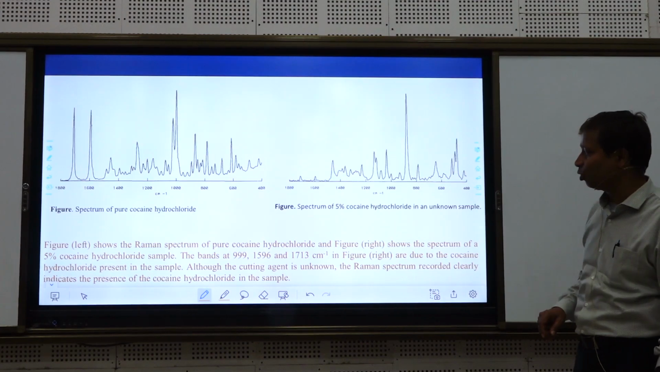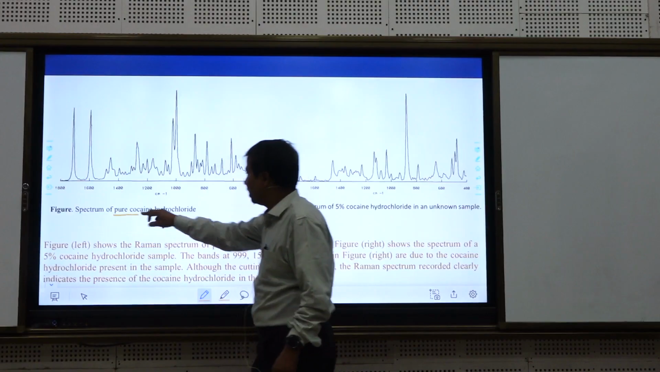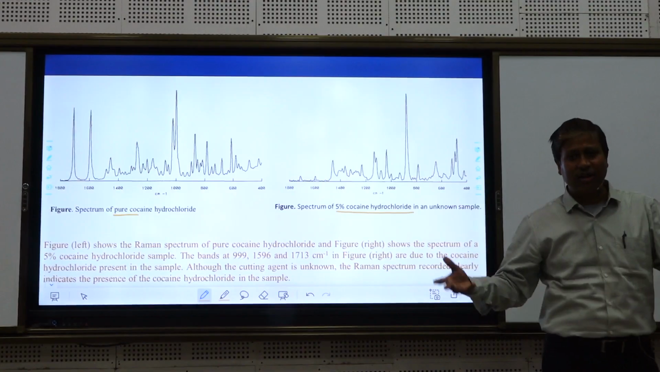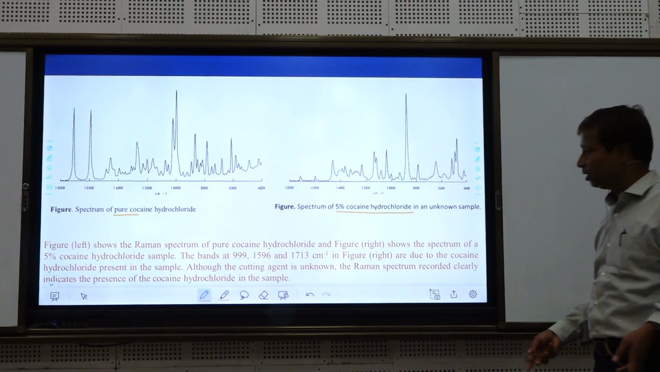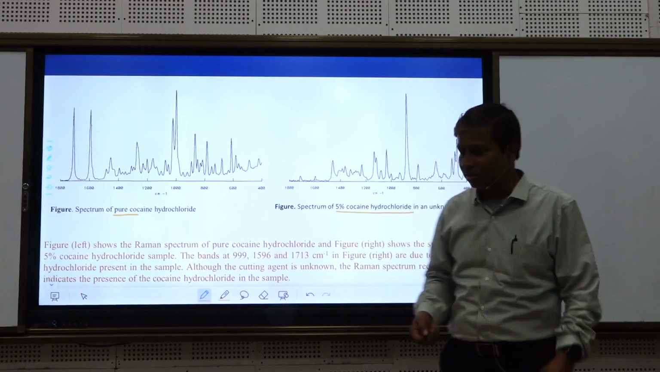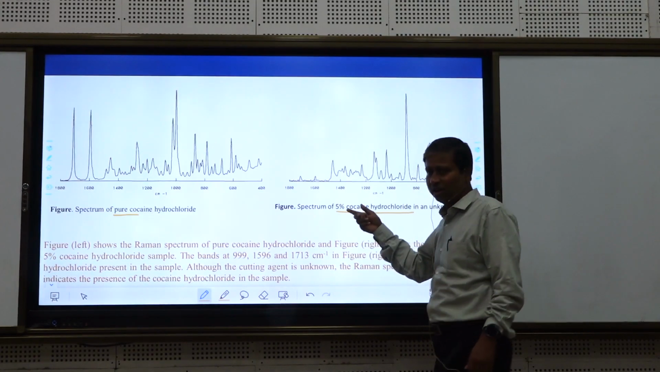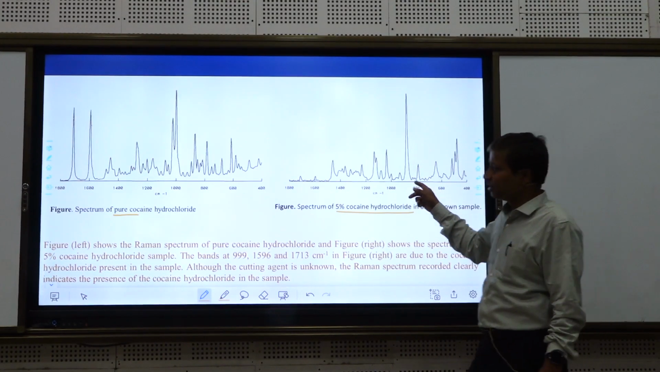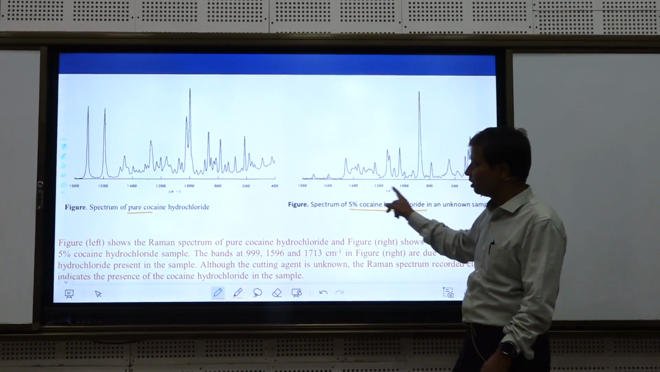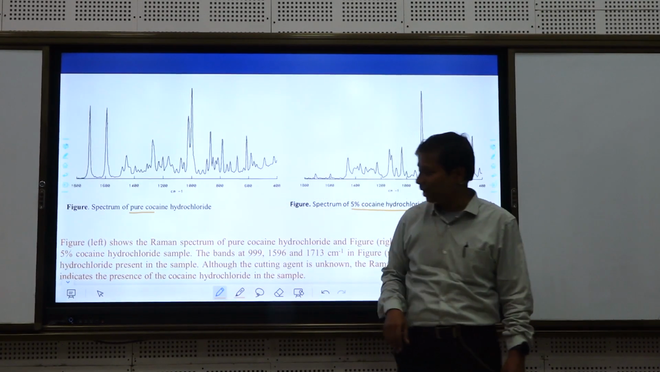So this is the spectrum of pure cocaine hydrochloride, this is the pure one, and this is the one with only 5% cocaine hydrochloride in other substance. Because hardly anybody takes pure cocaine. It will be mixed. So you have to make sure that the mixed one can be identified based on the pure spectrum. And here they say that this mixed spectrum is quite a lot the same as the pure one.